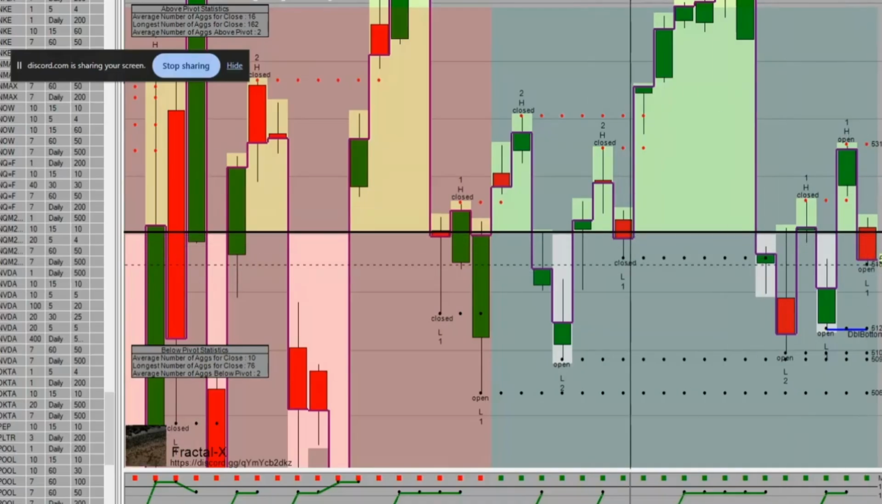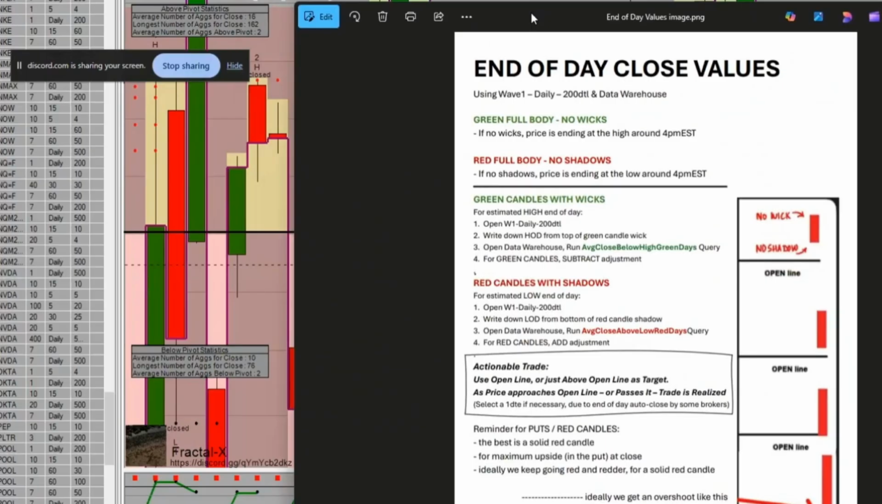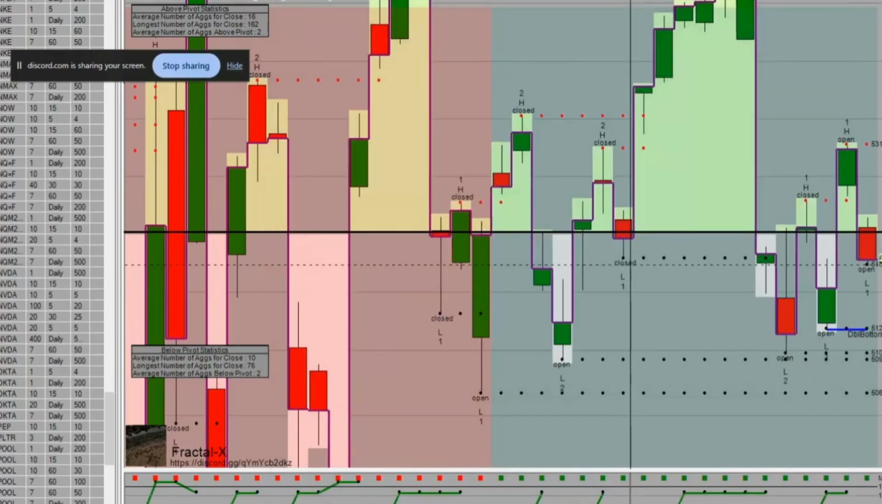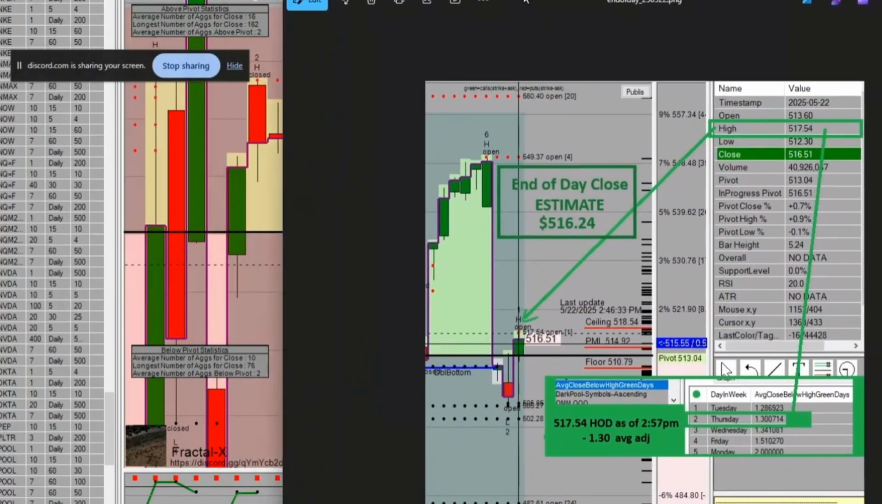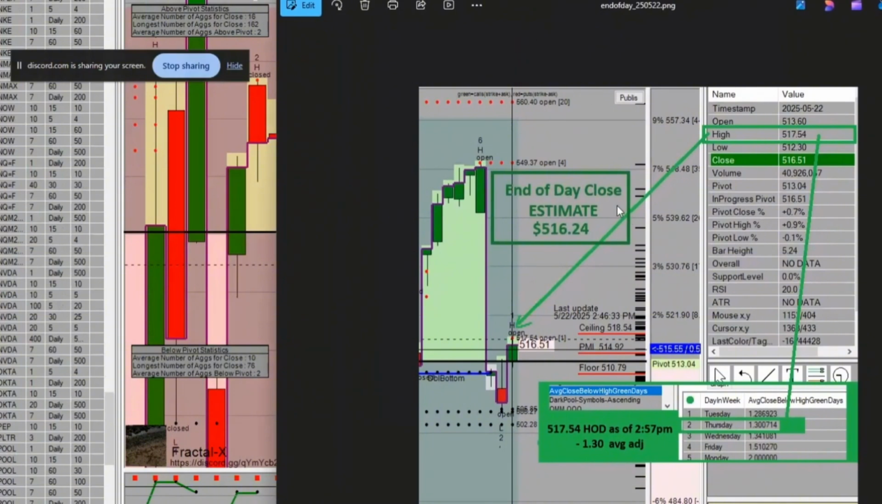That's the steps. That's how you do it. I have some examples, and I think that makes it make a little more sense. So, can you guys see this okay? So, this was May 22nd. There's our candle. We had a wick. We knew we were green.